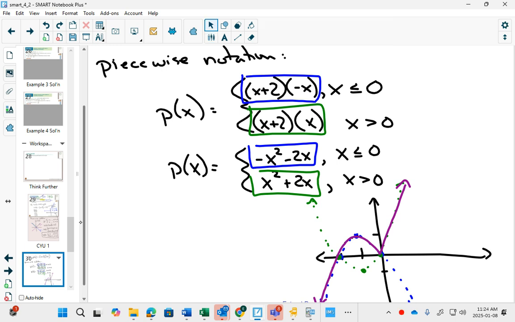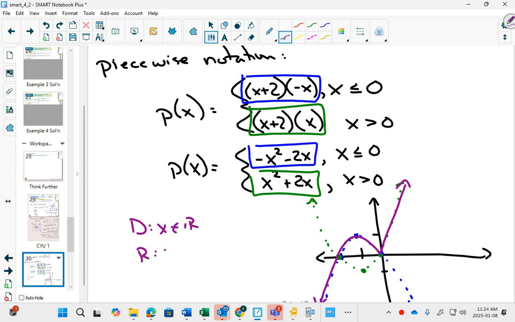Okay, did it ask for domain and range? Yes, okay. Well, its domain, I'll do purple, because my final graph is purple. Its domain is everything. There's nothing not allowed. Its range is everything. And we have our final graph.